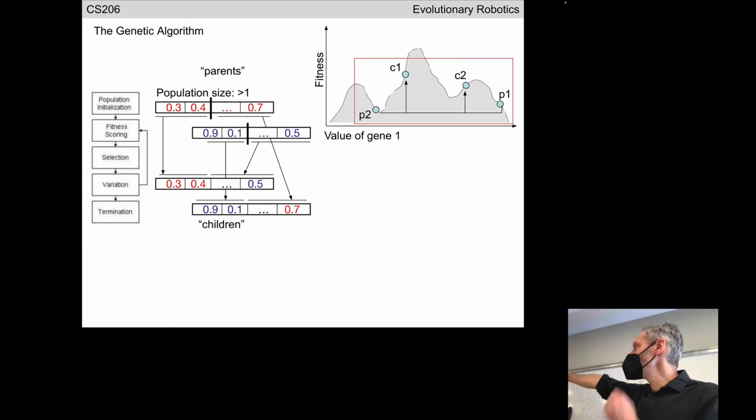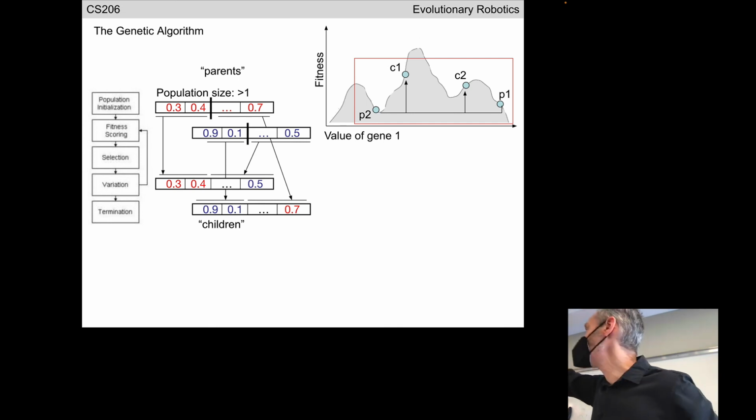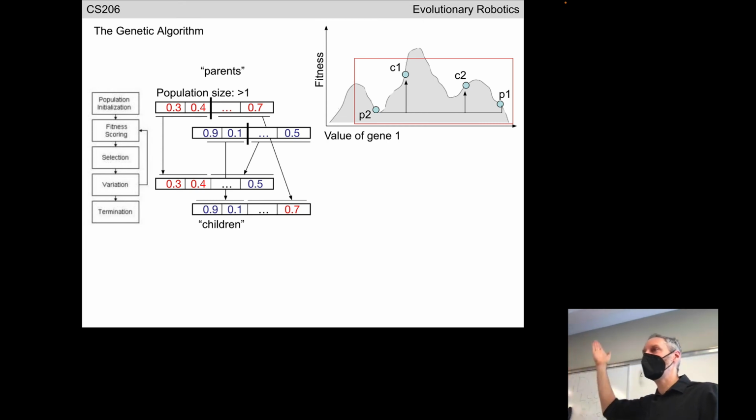So now C1 and C2 and P1 are trapped on the right-hand foothill, and only poor P2 is actually somewhere else. And P2 is pretty low, so it's probably going to be killed off. And now we have only solutions on the right-hand foothill. No matter how we slice and dice those genotypes, the new genotypes are likely going to be on the right-hand foothill. We have lost diversity in the population.